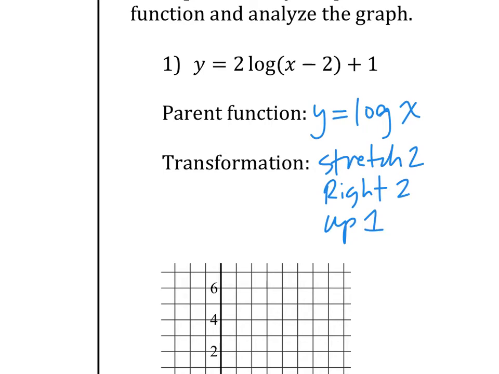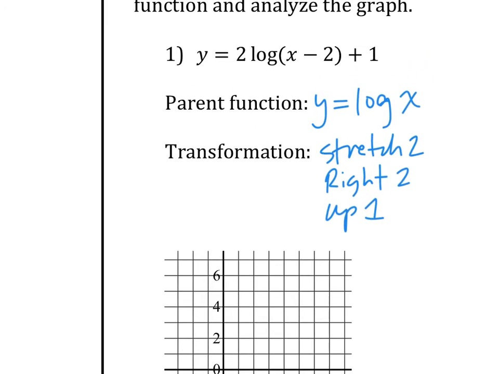Okay, time to graph. Before we graph, let's try to predict. Okay, so think about your normal log. Log base 10, sorry. Log base 10 looks like this. So we're going to stretch 2, so make it a little longer. Right 2, up 1. Okay, where do you think the vertical asymptote is going to be?